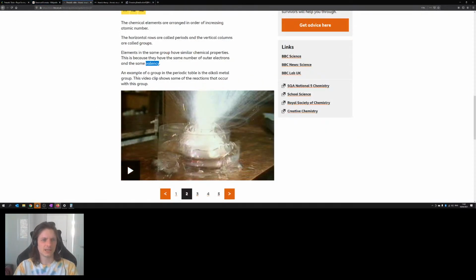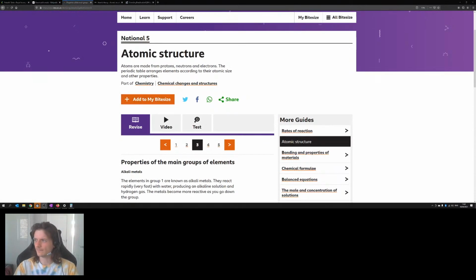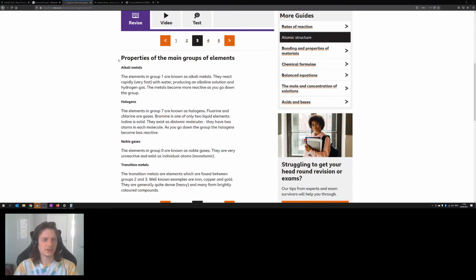An example of a group in the periodic table is the alkali metal group. This video clip shows some of the reactions that occur with this group. Yeah, I remember that. Alkali metals. The elements in group 1 are known as alkali metals. They react rapidly, very fast, with water, producing an alkaline solution and hydrogen gas. The metals become more reactive as you go down the group.